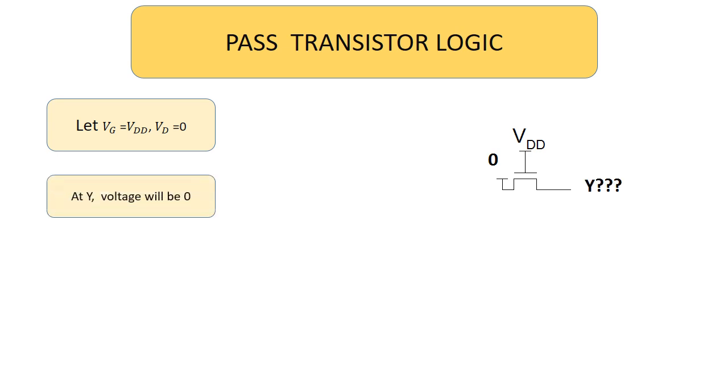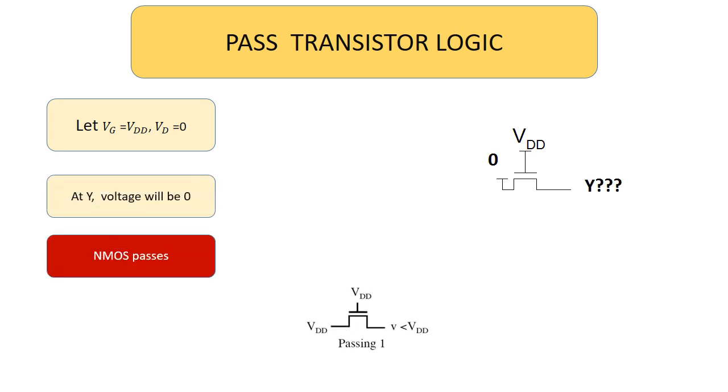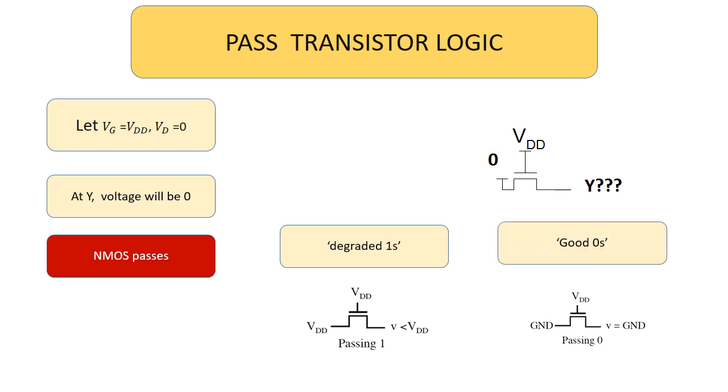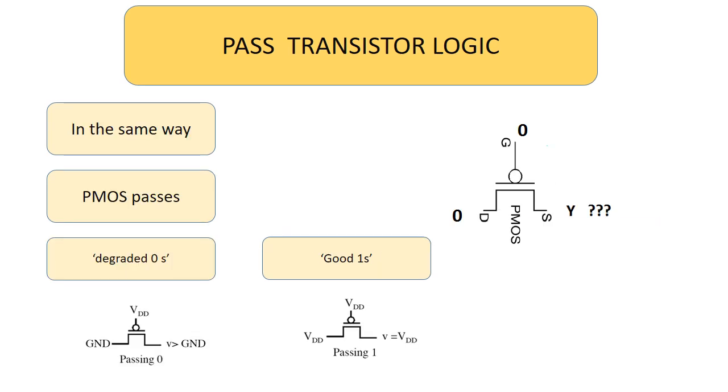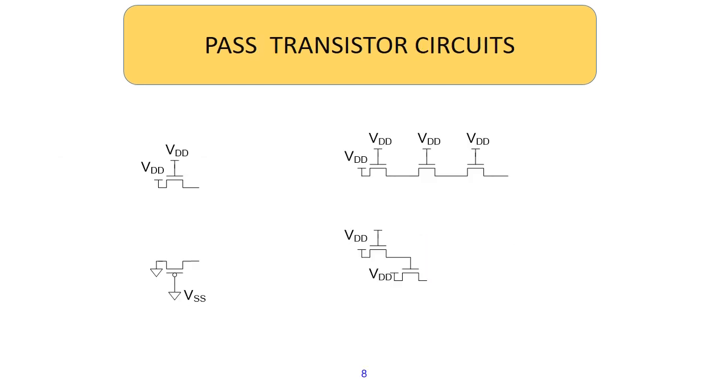So when the drain voltage is at VDD, output will be less than VDD, and when the drain voltage is at 0, output will be 0. So we can say that the NMOS pass transistor passes degraded ones and good zeros. Same analysis is done for the PMOS pass transistor. We can conclude that PMOS passes degraded zeros and good ones. On the same line, the analysis can be done for all the four pass transistor circuits.